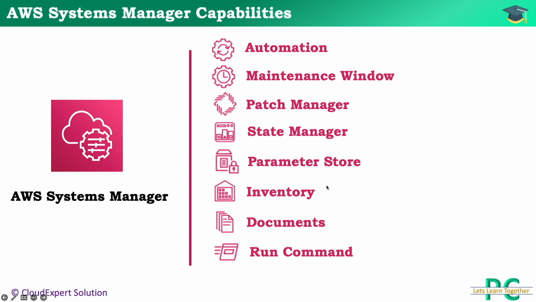Next, Run Command. Using Systems Manager's Run Command, you can remotely execute any command and securely manage the configuration of your managed nodes. You can use Run Command from the AWS Management Console, the AWS Command Line Interface or AWS CLI, AWS Tools for Windows PowerShell or from the AWS SDK. Run Command is again a free service and there is no additional cost to use Run Command. You can execute the commands in multiple instances at a go.